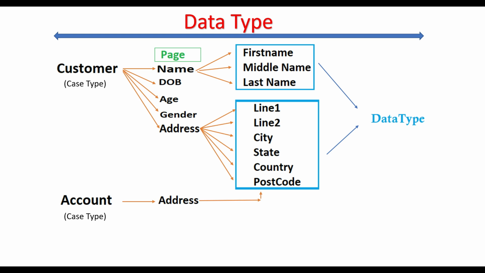Now let's say you have already made a data type in the data class of PEGA. Then you can refer that address property to that particular data type and make use of it in account, instead of creating the same properties line 1, line 2, city, state, country, and postcode in the account class and also in the customer class. So this is how PEGA maintains reusability.